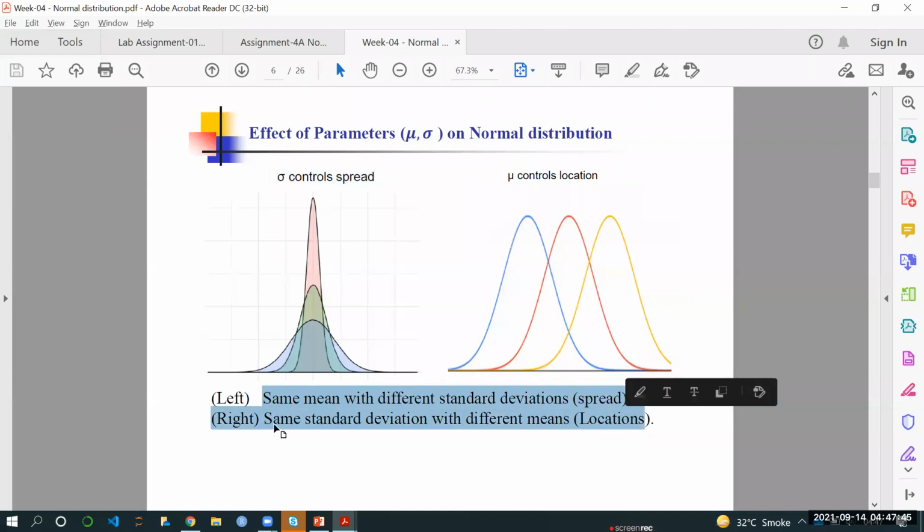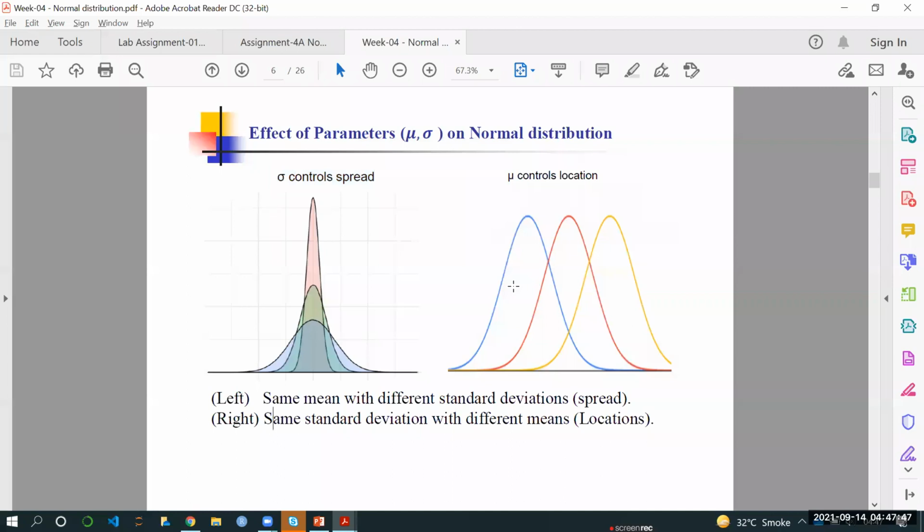The second one is that you see the location of the distribution is changed. The blue one is on the left, and if you slide it to the right hand side, it becomes the red one, then the yellow one. You see their height is the same, the spread of the distribution is the same. The only thing changing is their location. First the location is on the left hand side, then it moves to the right hand side, and then the yellow one further right. So this is called change of location.